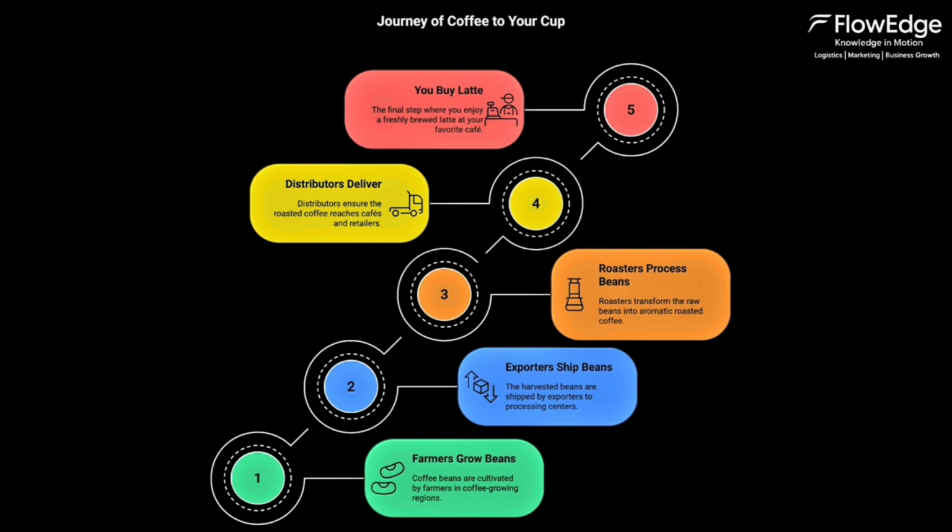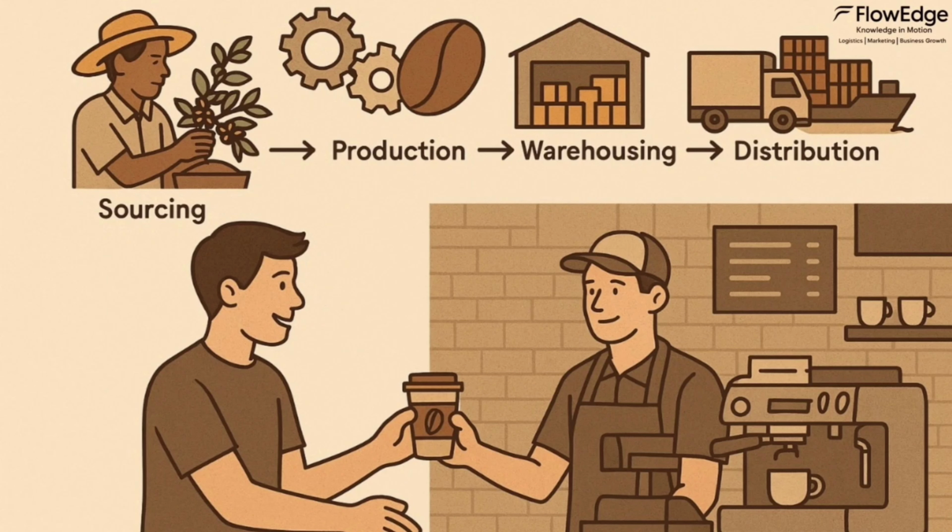Firstly, the farmer grows the beans, and then the exporters ship those beans to the roasters, wherein the roasters process those beans, and eventually the distributors ensure that the roasted coffee reaches cafes and retailers, from where you buy your latte. Well, this simple drink connects farmers, exporters, roasters, and retailers across continents.